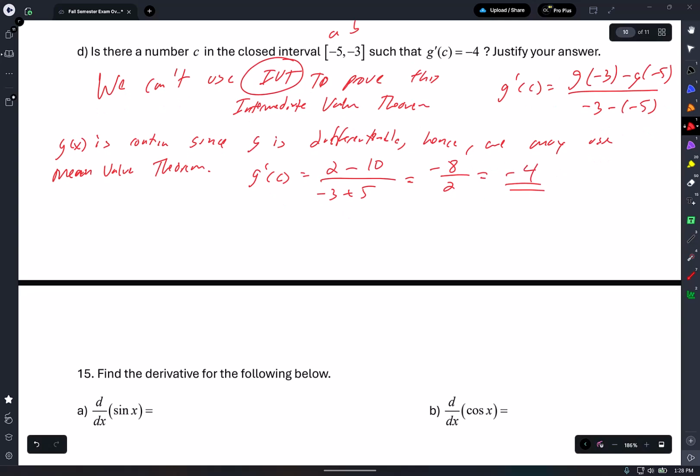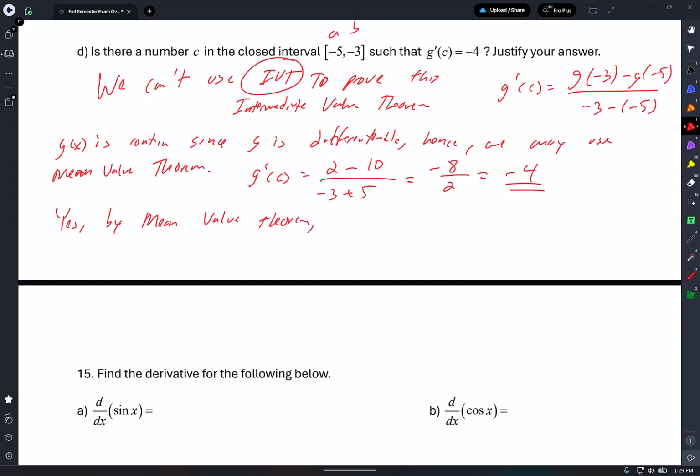So I'm going to say, is there a number c on the closed interval such that, so use the stem. Yes, by mean value theorem, there is a number c in the closed interval negative 5, negative 3 such that g prime of c will equal negative 4. There it is.